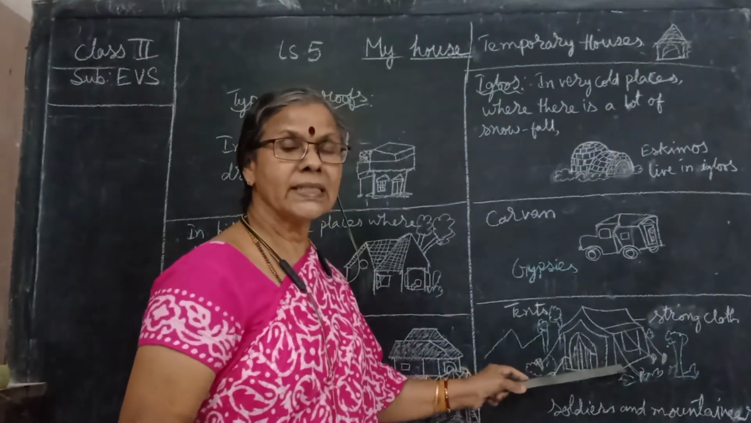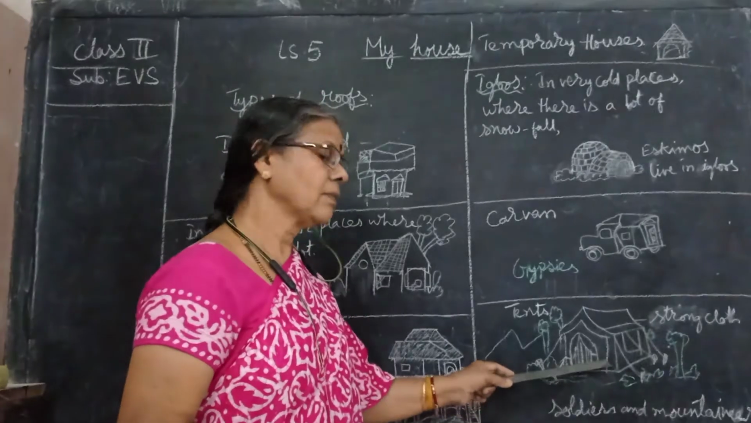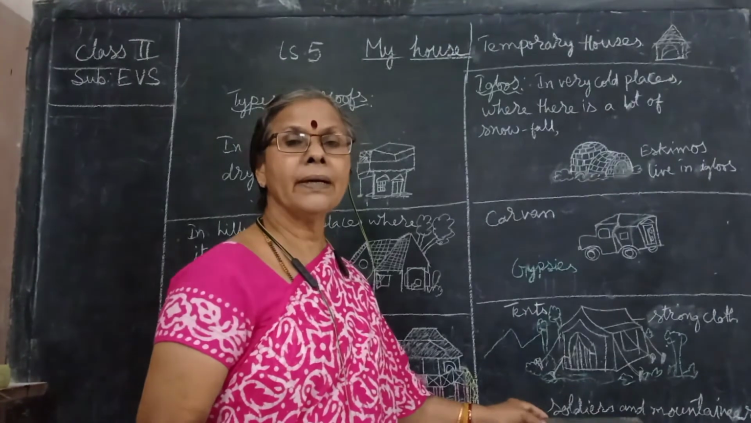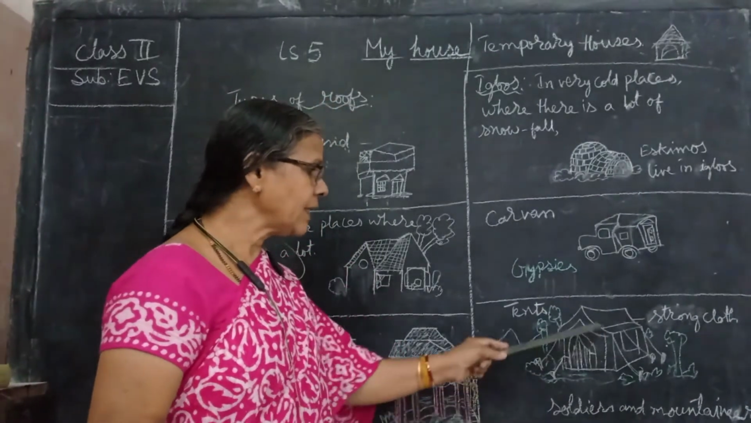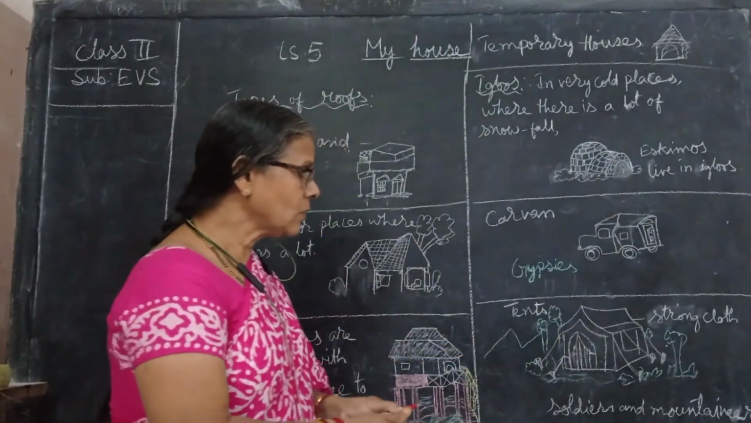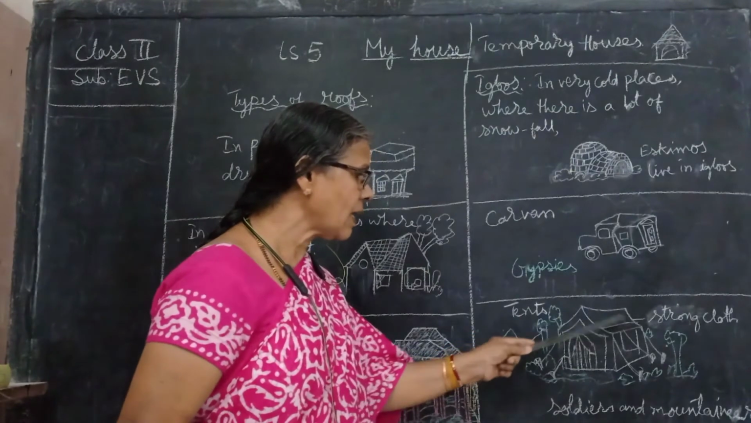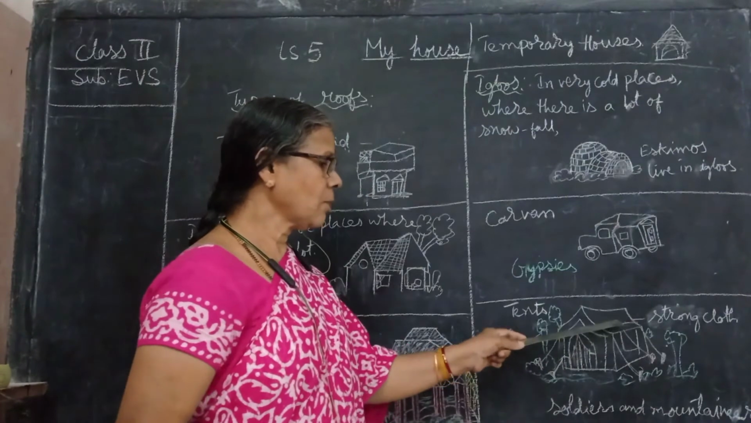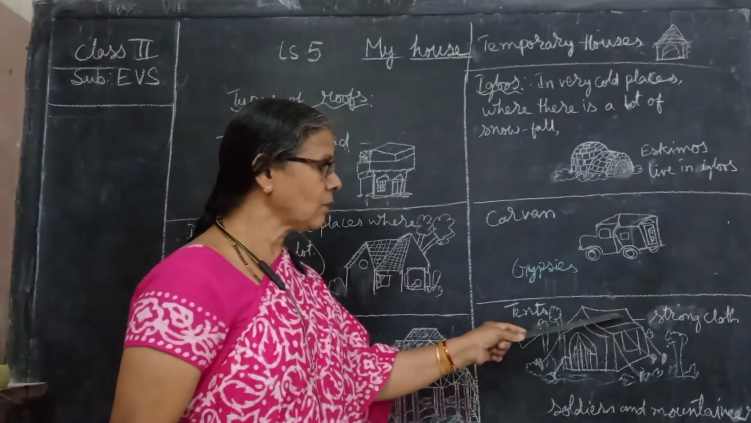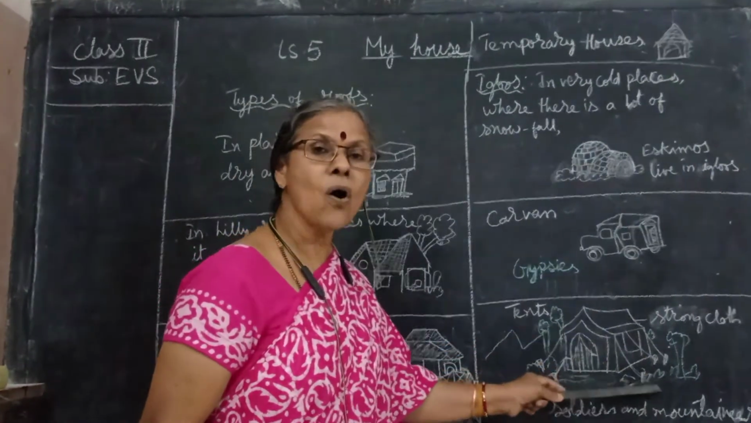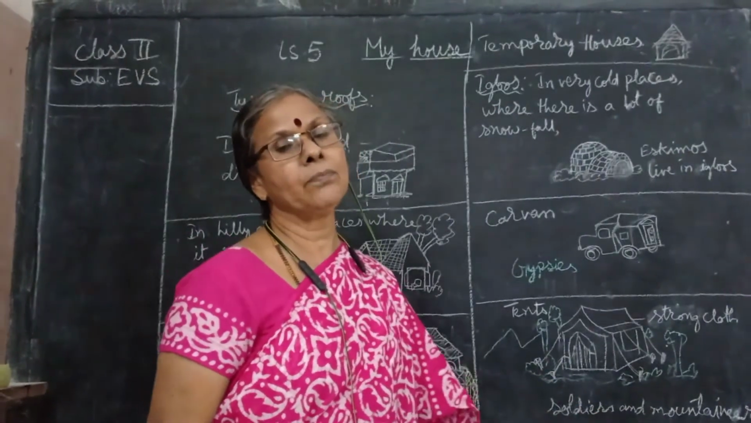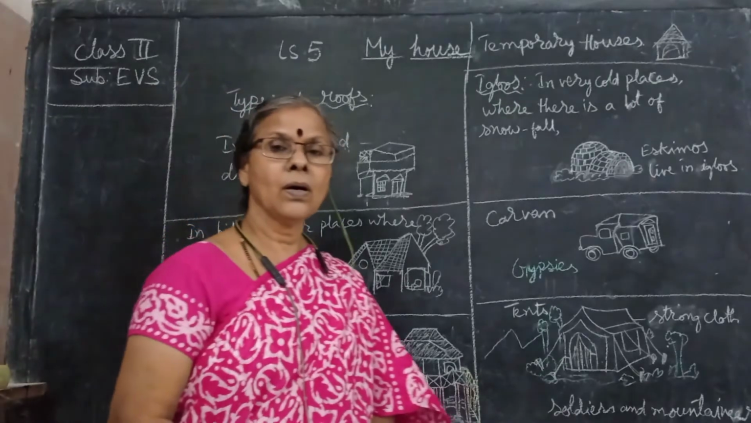Strong cloth, that is canvas, you can say canvas cloth. So who will be building this type of house? You can see the house, the top roof is also a little bit slanty like this, isn't it? Suppose if the rain falls also, here the water will fall off. So soldiers and mountaineers will build this type of houses.